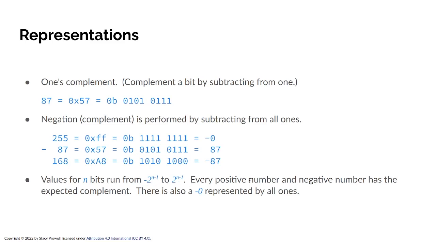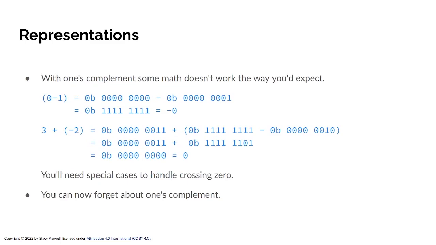Every positive and negative number has the expected complement, but there's also a weirdness that there is a 0 and a negative 0, right? This represents negative 0, which is weird, and all zeros represents 0. You'll see this if you have an old TI calculator. You can sometimes get negative 0, and it does some weird stuff. Math doesn't necessarily work the way we want it to with 1's complement. If I'm at 0 and I subtract 1, I wind up with that, which is negative 0. That doesn't seem right. So now I have to keep track of when I cross 0.